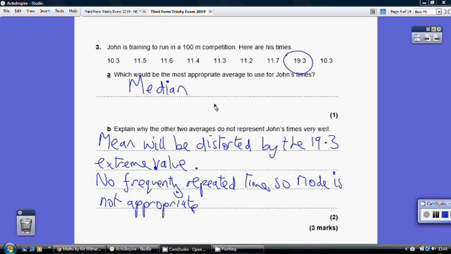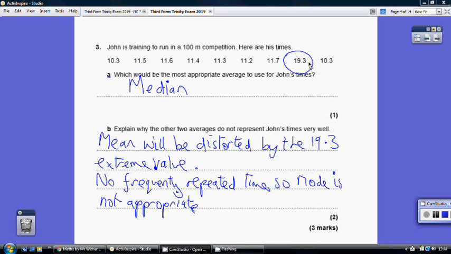Question 3. So John is training to run in a 100-metre competition. Here are his times. Which would be the most appropriate average to use for John's time? So we've obviously got the mean, median and mode that we can choose from. Now what you've got to pick up here is we've got this extreme value, this outlier.